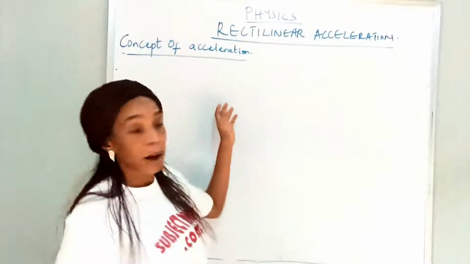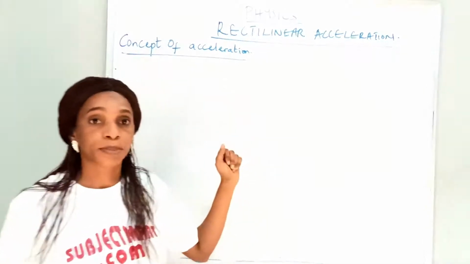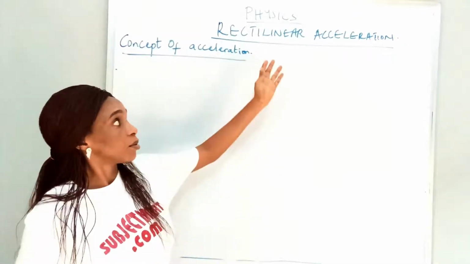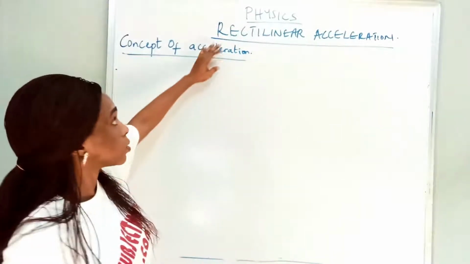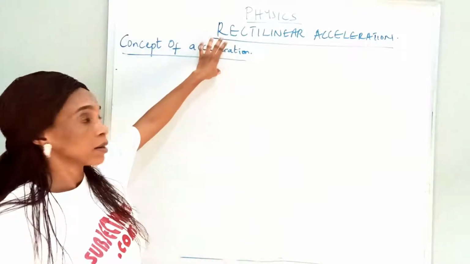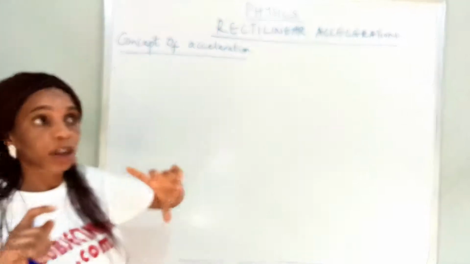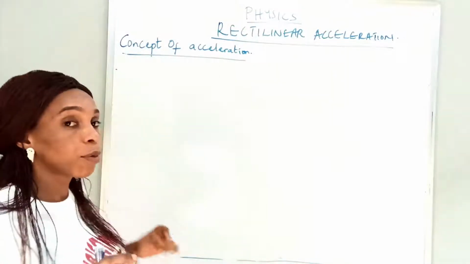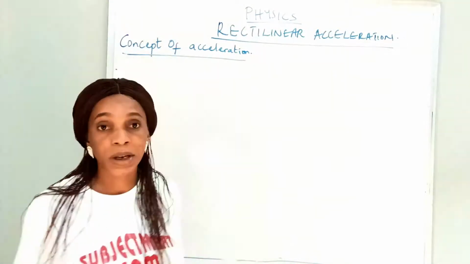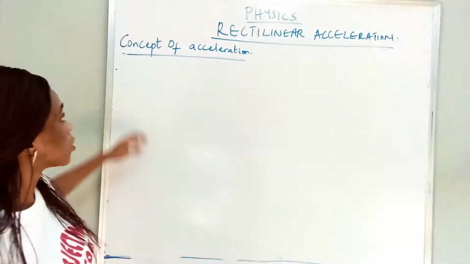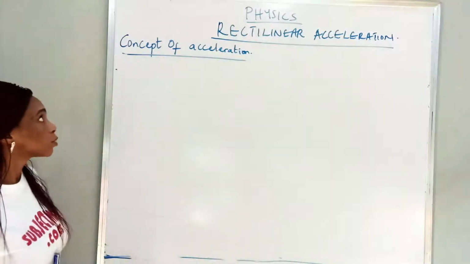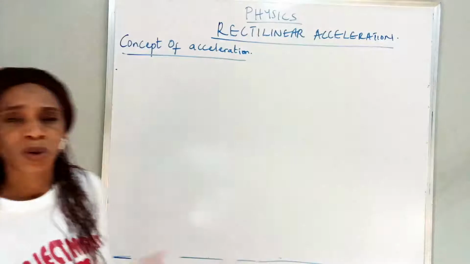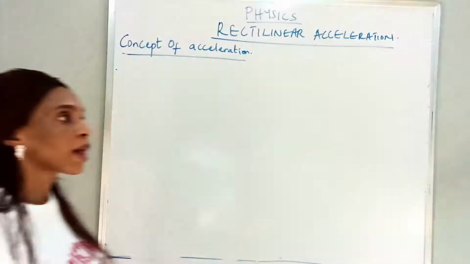Today we'll be learning about acceleration, rectilinear acceleration. By the word rectilinear, that means the trajectory of the path of the motion is a straight line. So now, the concept of acceleration. What is acceleration?